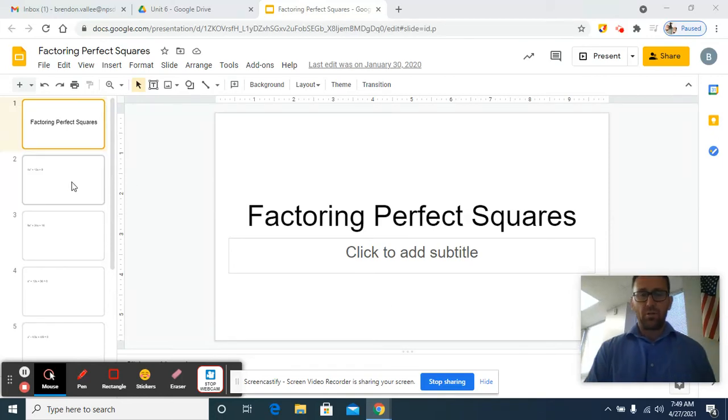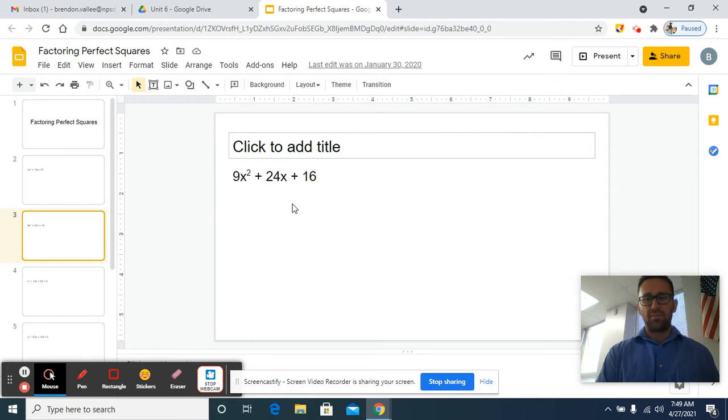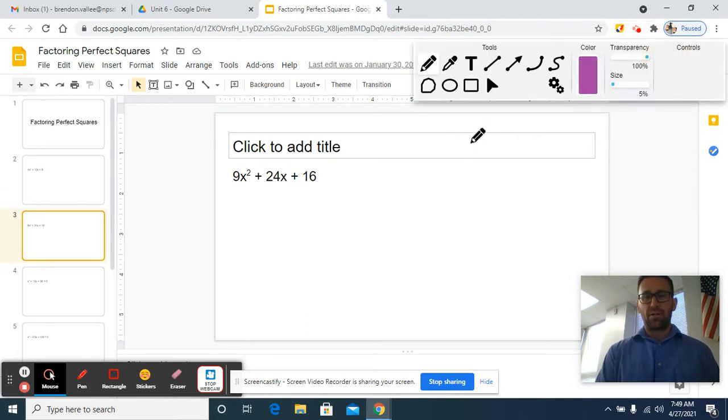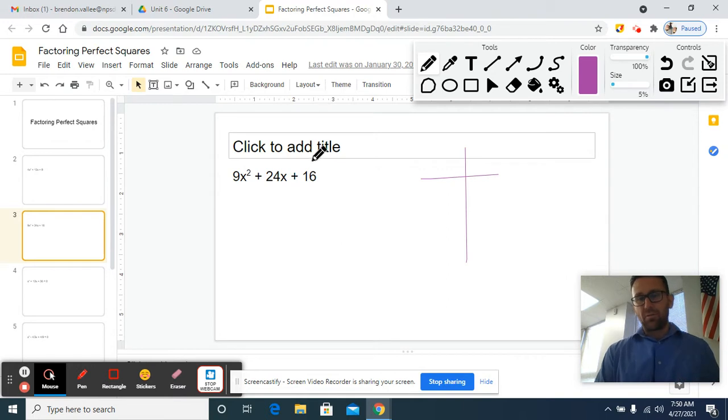Perfect square trinomials, you could do product sum for these trinomials. But really, if you were to do product sum for this one, 9 times 16, that's going to be a big number, right? 144, 24. I guess you could figure that out, but not too big. But sometimes they do get big.